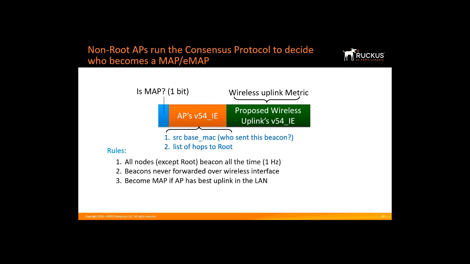Rule 3. The AP will become a MAP if the AP has the best uplink. 4. If another AP is advertising a better uplink, then it becomes a listen-only AP. If 2 or more APs are advertising the same uplink, then MAC addresses may be used to break the tie.